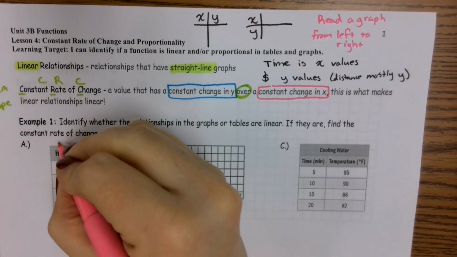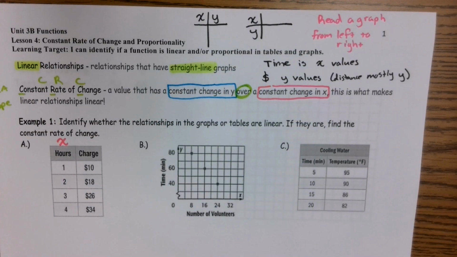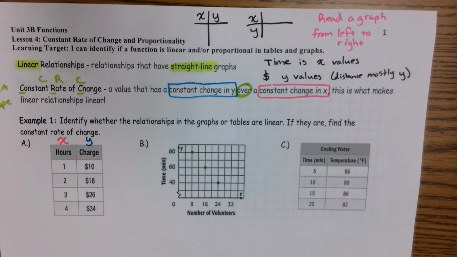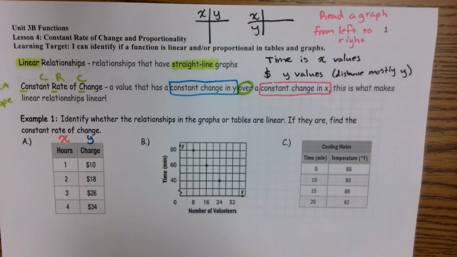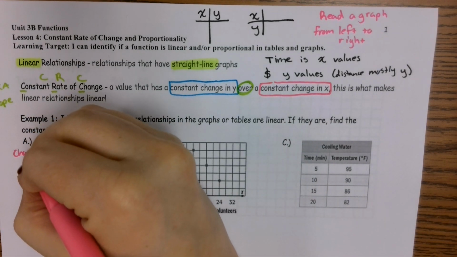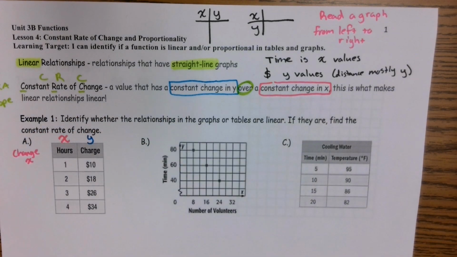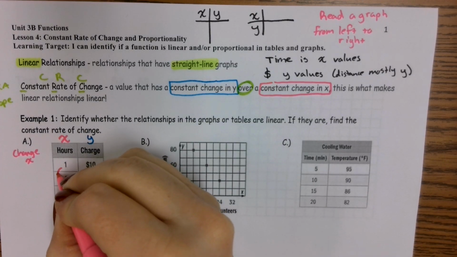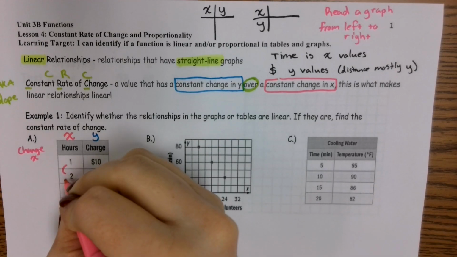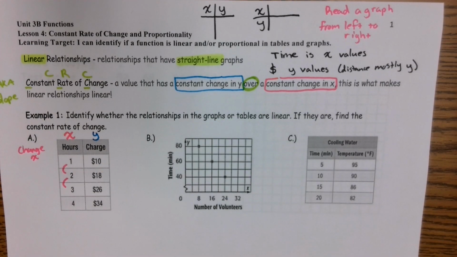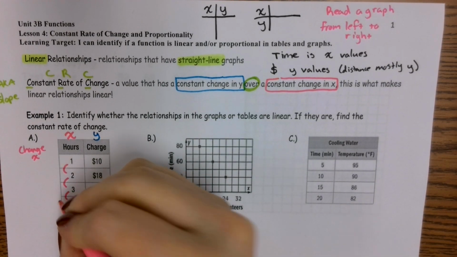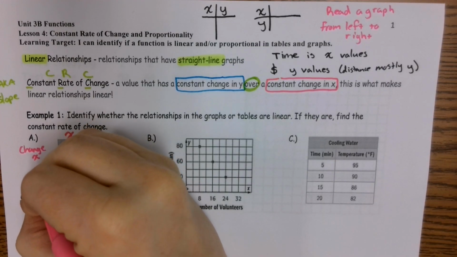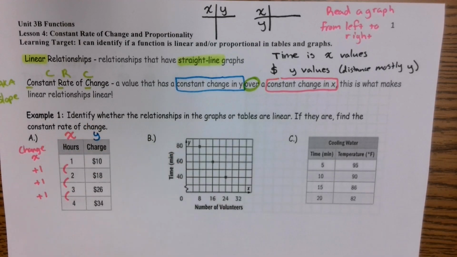So the left side, like I said, is typically going to be your x values. The right side is typically going to be your y values. And you're wanting to look for your change that's occurring. So off to the side, we're going to put down what the change of x is. So here, we're going from 1 hour to 2 hours. Then we're going from 2 hours to 3 hours. And then from 3 hours to 4 hours. So it happens to be that each time we are increasing by 1 hour.